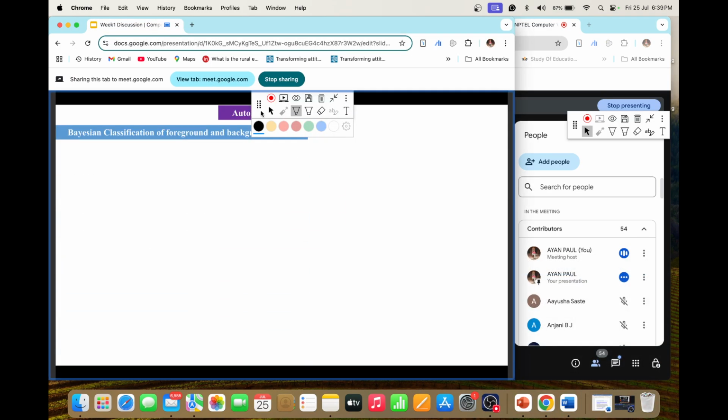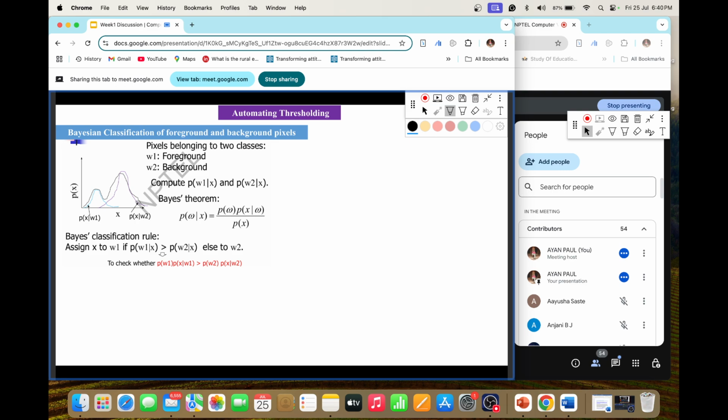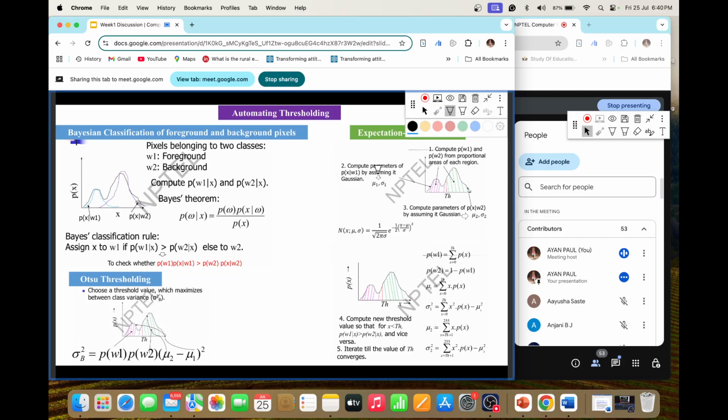So let's move on to the next thing. In the previous slide, what we discussed is random thresholding, but now we will be focusing on automating thresholding. Meaning, if we can get this threshold value automatically, that will ease our process. For that there are two algorithms. One is Bayesian classification, and second is Otsu thresholding.